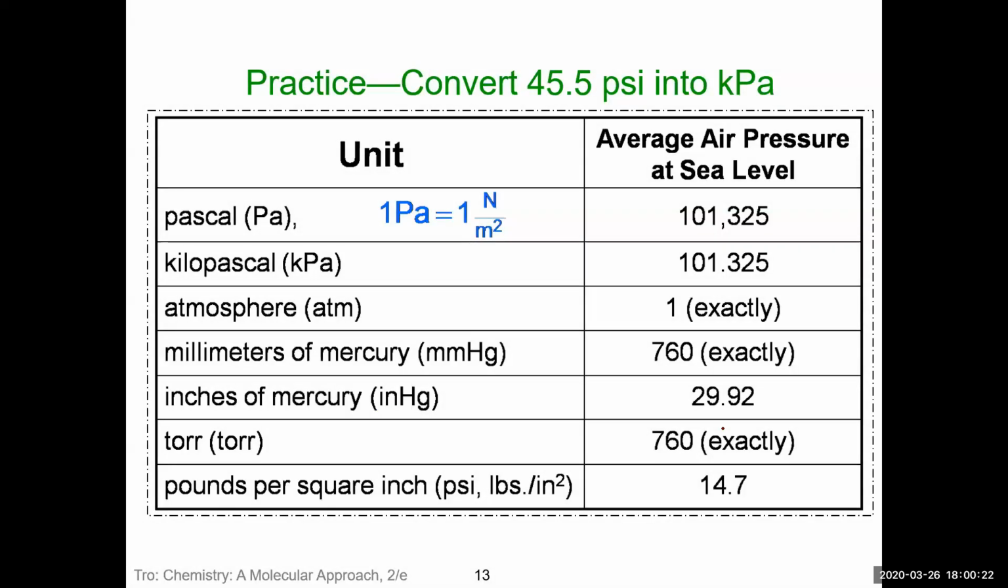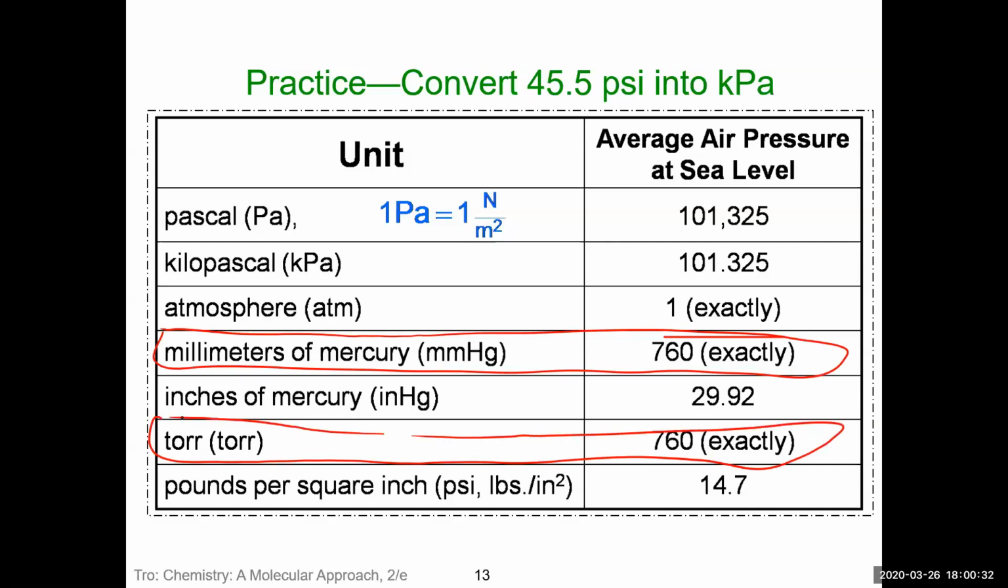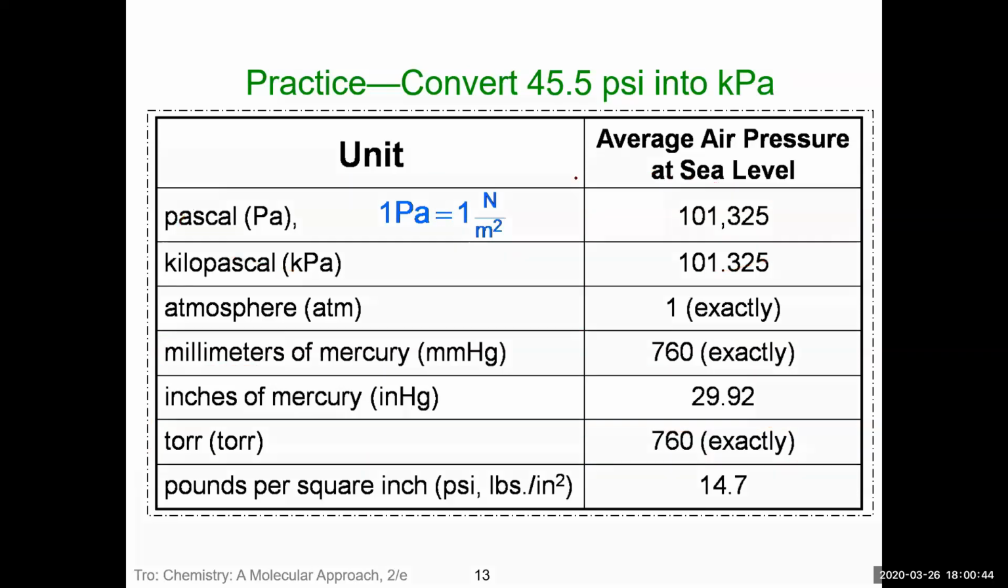So here are all of these units. The only ones I'll expect you to know are millimeters of mercury and torr. The rest of them I'll always give you, they're so rare. These are the physics ones, but we don't really use them in chemistry, and if we do, I'll always give you the conversion.